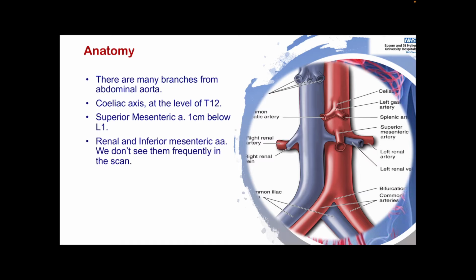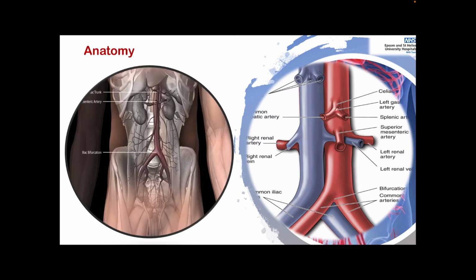We have other branches. We have the right and left renal arteries, and also we have the inferior mesenteric artery. Those arteries, frequently we don't see them in the ultrasound in emergency setting. Bifurcation of aorta into the right and left common iliac artery in L4 level.